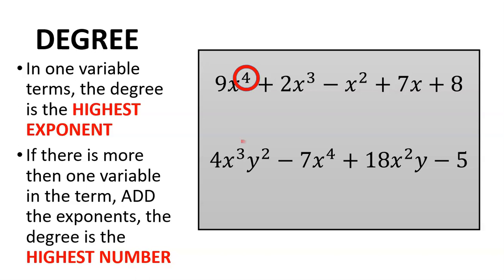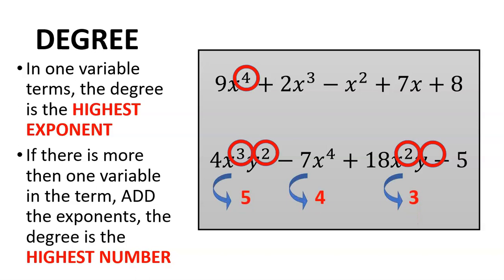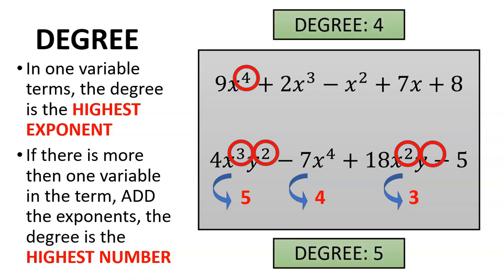So we're going to take all of these exponents, if there's more than one, and we're going to add them together. When I add them together, I'm going to pull all of my exponents down. I'll get a 5. On the -7, I have a 4. Over there, I have a 3. Don't forget about the invisible 1 that was over the y. Well, think about what is the highest number. Well, 5 is the highest number. So the question would simply ask you, what is the degree? The answer to the first one, the degree is 4. And the answer to the second example, the degree is 5.